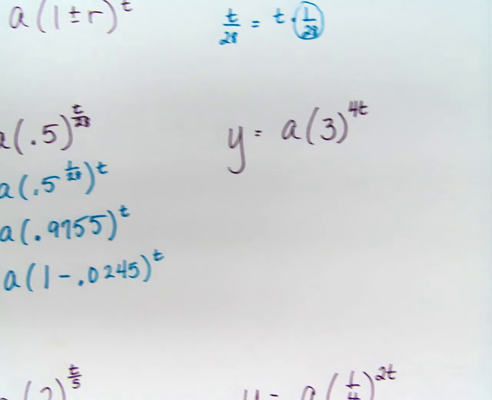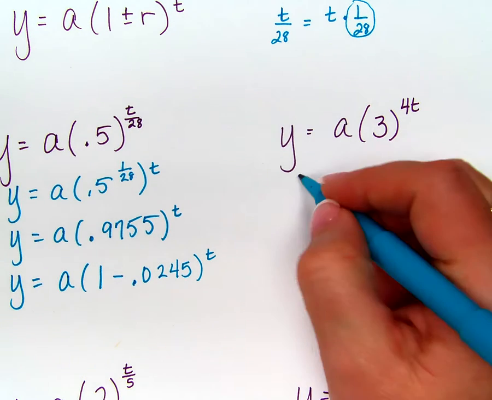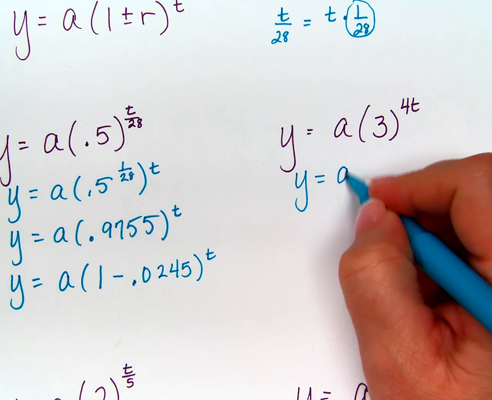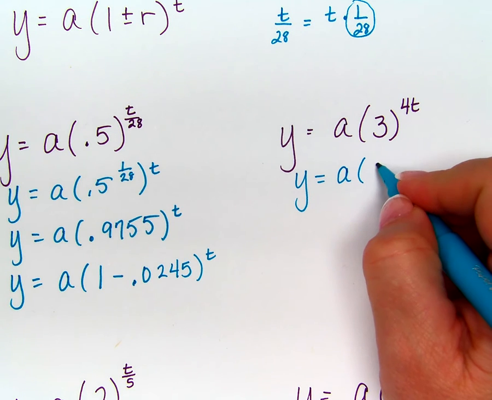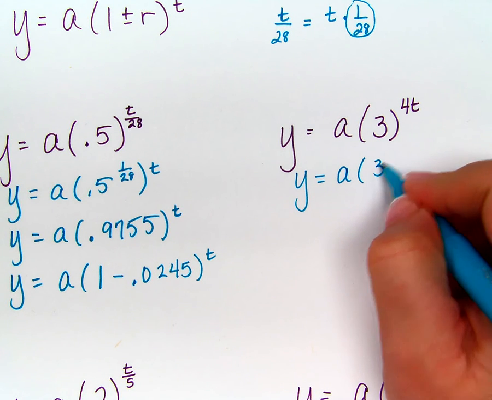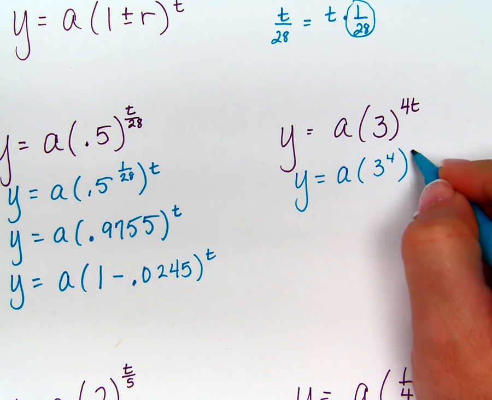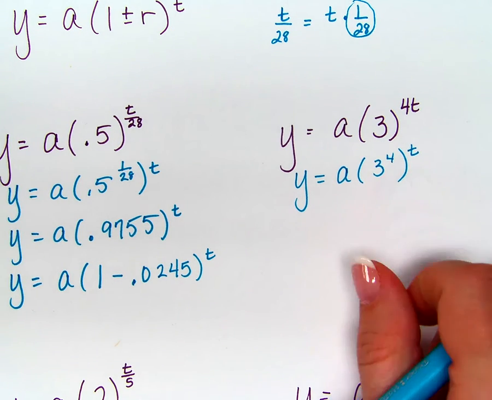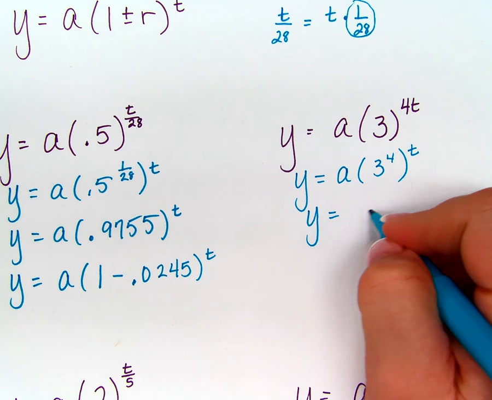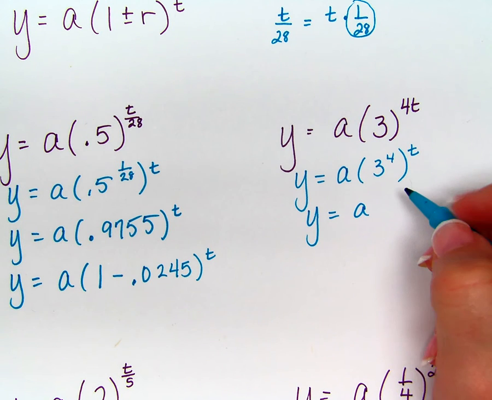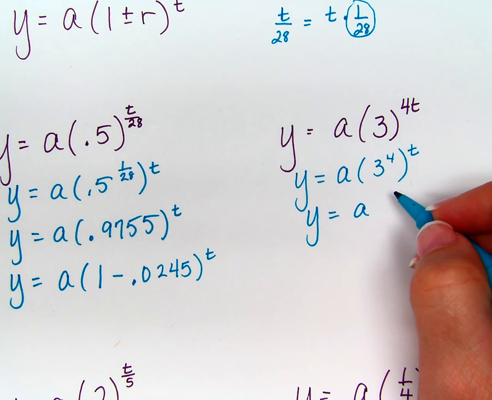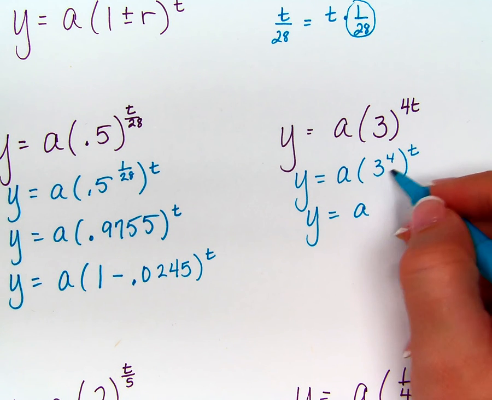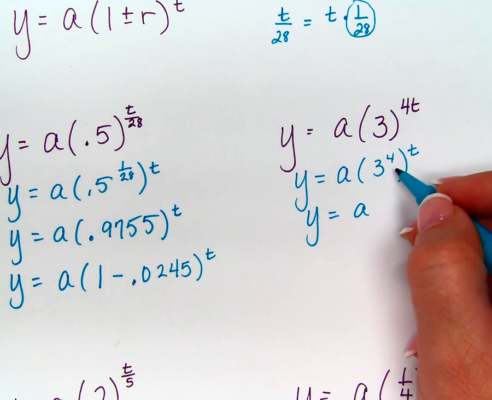What do you want to do first? Separate. Y equals a times 3 to the 4th power to the t power, right? Okay. Do we know 3 to the 4th power? I do. It's 81. Because I know 3 squared is 9 and that squared is 81. You okay with that?